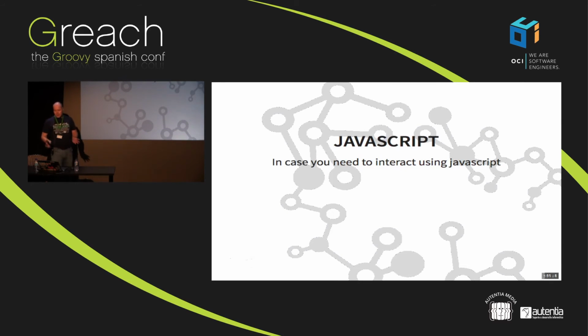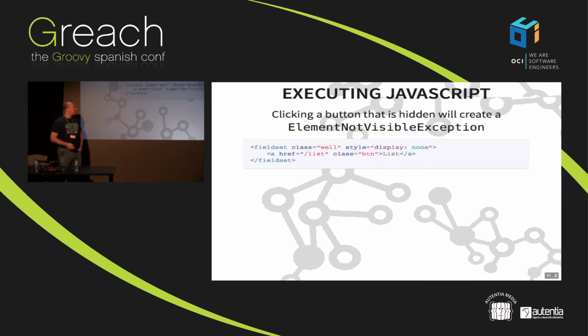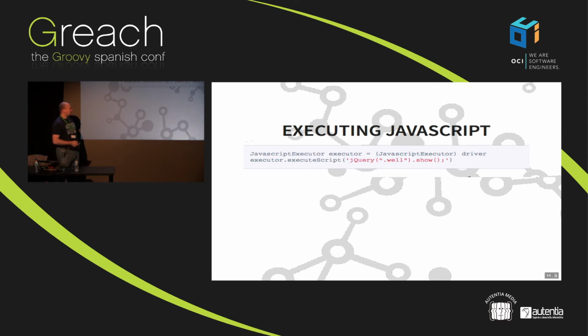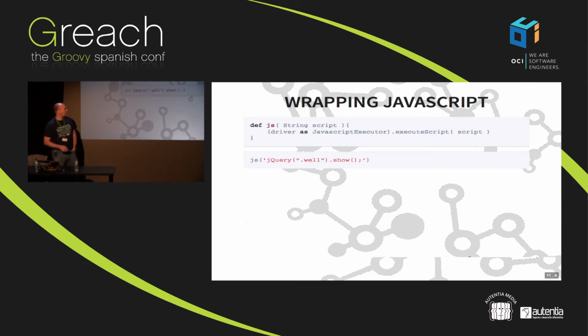All right. A lot of applications nowadays use quite a bit of JavaScript. In case we want to interact with JavaScript, for example, there's something that's not visible, and I don't want to go through an entire list of steps to make it visible, so I pretty much just want to have this displayed. Well, what we can do is, with the JavaScript executor, execute some JavaScript. In this case here, I assume that jQuery is available on the page. I select the well component, and I show those that have this class.